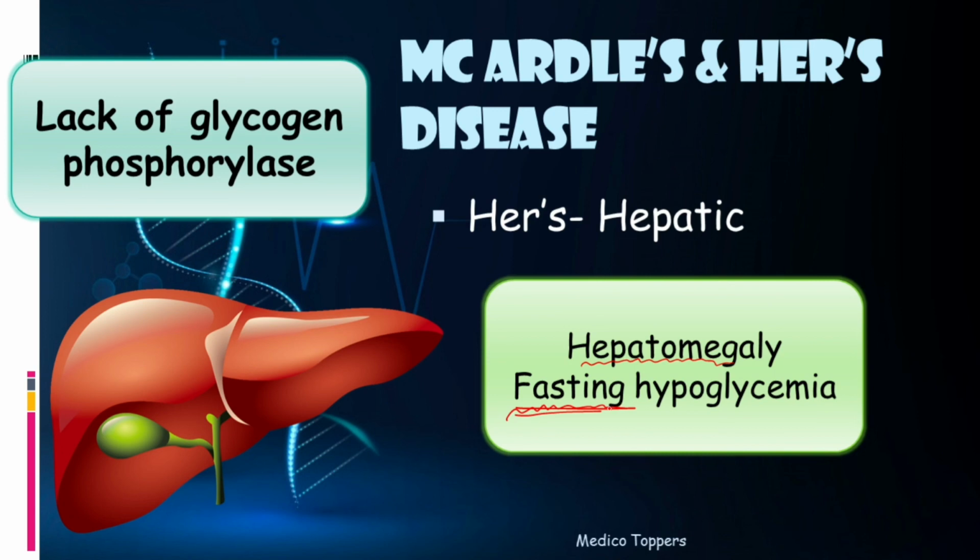Similarly, in McArdle's disease we had seen hypoglycemia on exertion only, because muscle does not contribute much for our body, but liver contributes much for our body in glucose metabolism. That's why it is leading to fasting hypoglycemia.